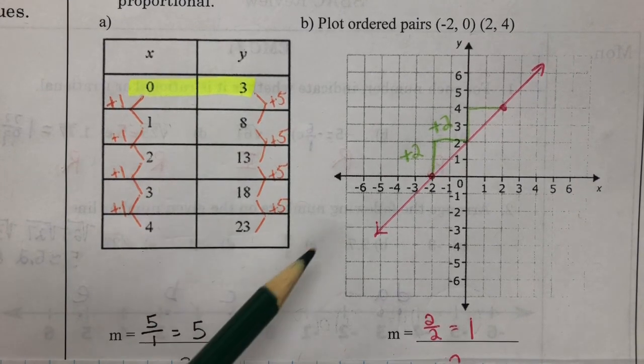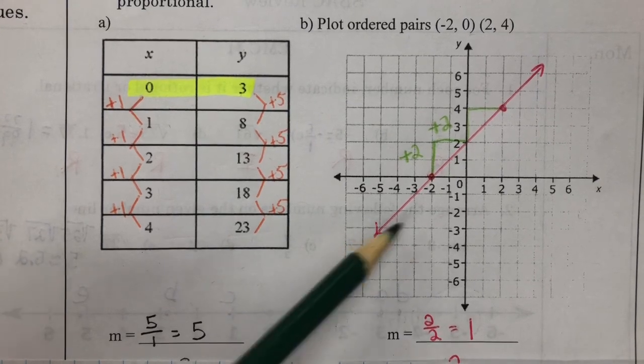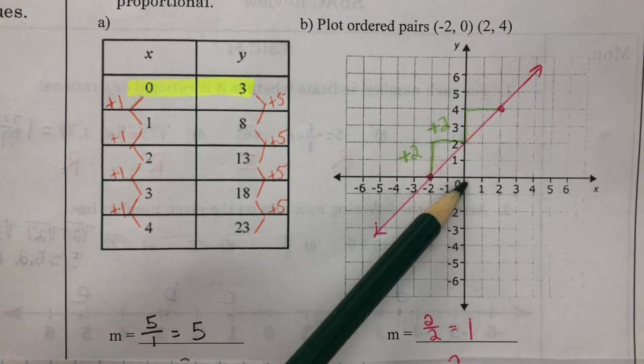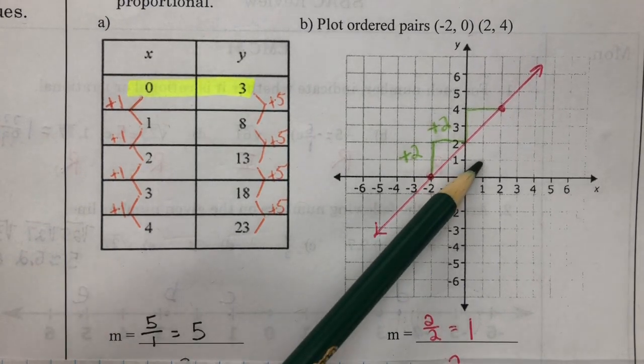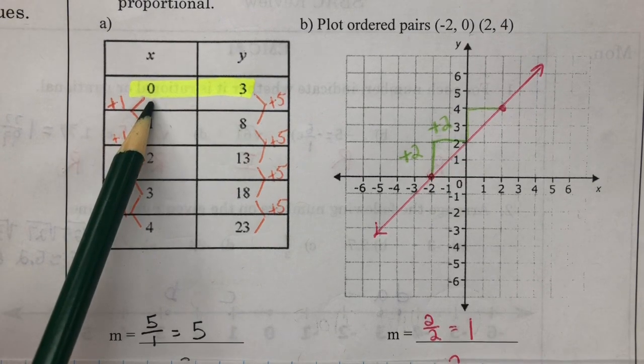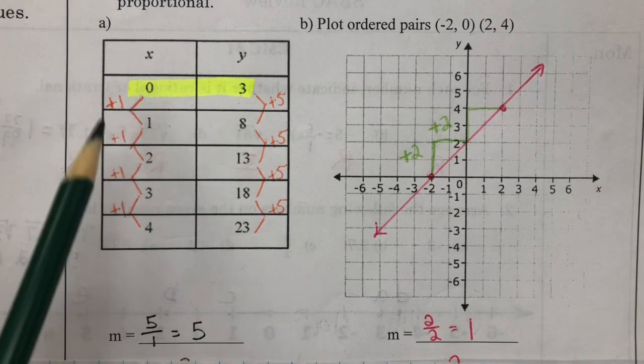The other part, for it to be proportional, is that it has to go through the origin, which is 0, 0. And this one, you can see that it does not go through the origin at 0, 0. And this one, when x is 0, y is 3. So this is also non-proportional.